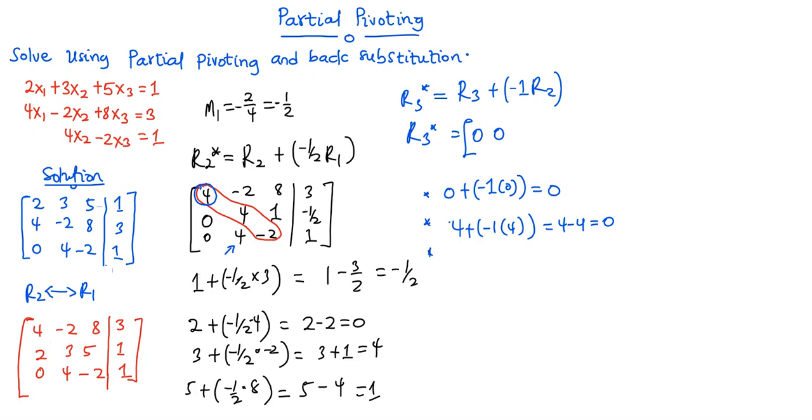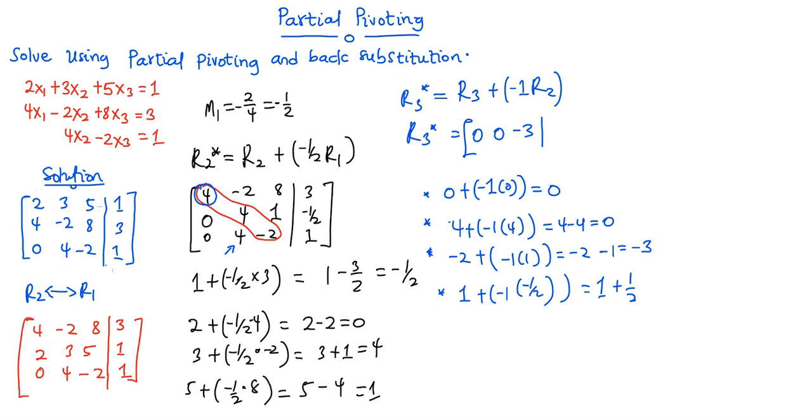And then for the third one, I'm going to have minus 2 plus minus 1 multiplying 1. You're going to get minus 2 minus 1, which gives us a value of minus 3. So I have minus 3 here. And then the right hand side, you're going to have 1 plus minus 1 multiplying minus half. So this one is 1 plus half, which gives us 3 on 2. So we have 3 on 2 here.